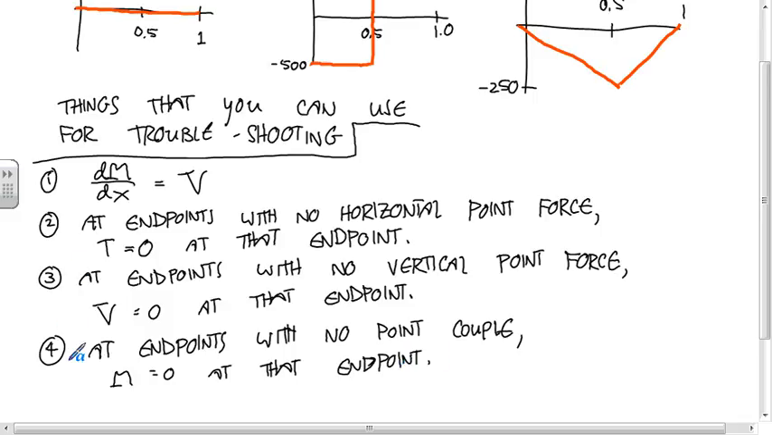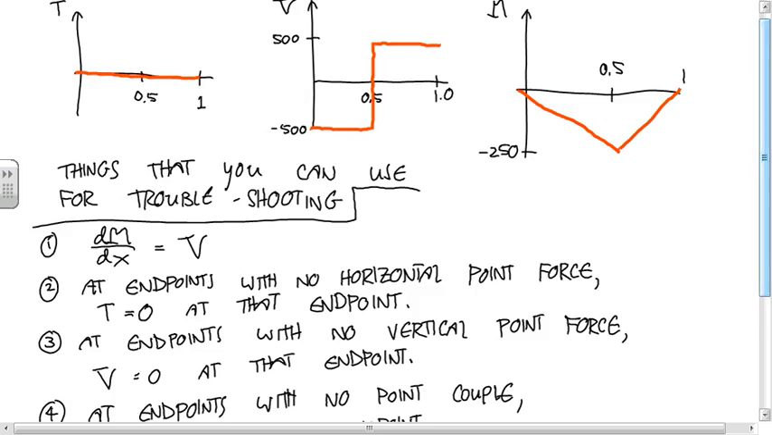Okay, so are conditions 3 and 4 met in this case? Well, we do have vertical point forces at both endpoints, and we have non-zero shear forces there. So that one's fine. And then for the bending moments, there's no point couples at the endpoints, and these both reach 0 moment at the ends. So everything that we can tell from these conditions says we still believe our answer. Okay, if any of these aren't met, then you need to go back and find an error somewhere.